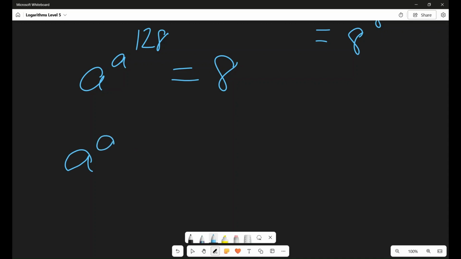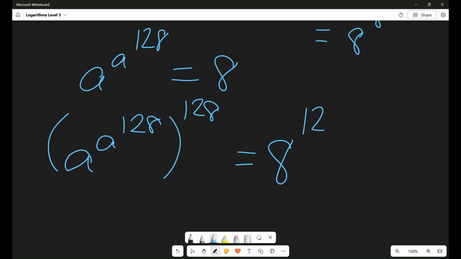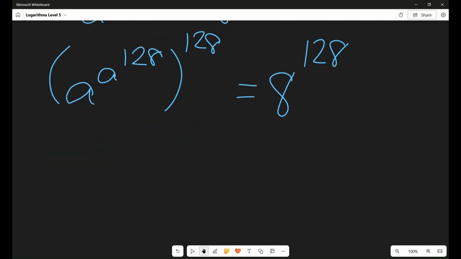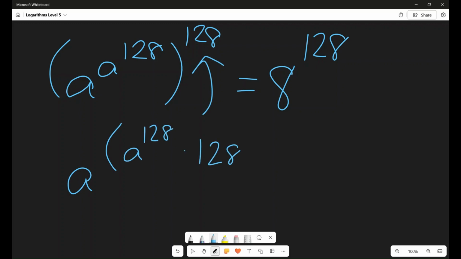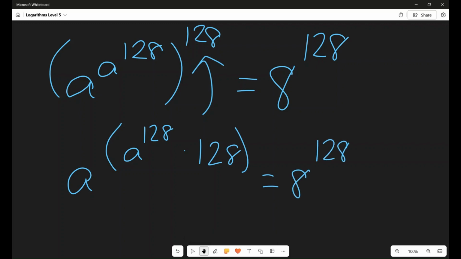So we have a to the power of a to the power of 128, all of that to the power of 128. That is equal to 8 to the power of 128. Now, instead of keeping this exponent on the outside, let's bring it to the inside. So we have a to the power of 128 times 128, and that's equal to 8 to the power of 128.